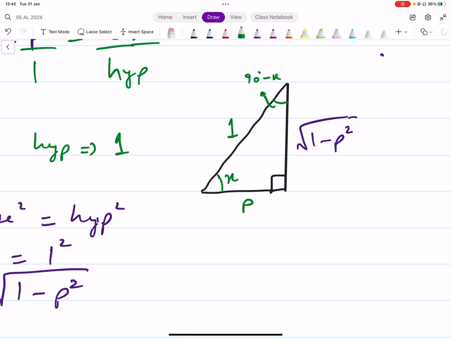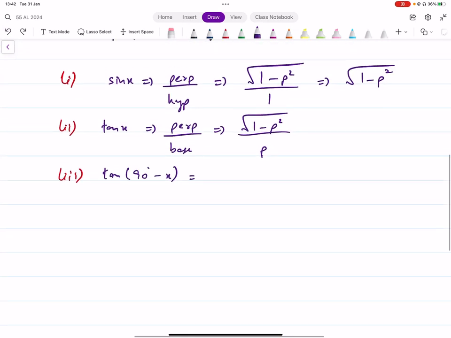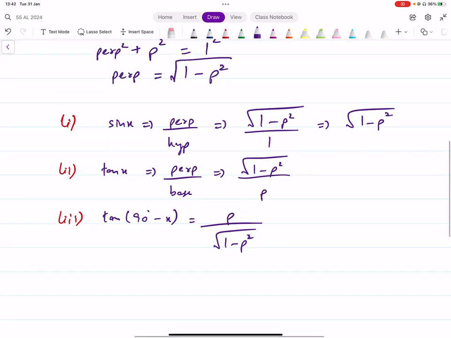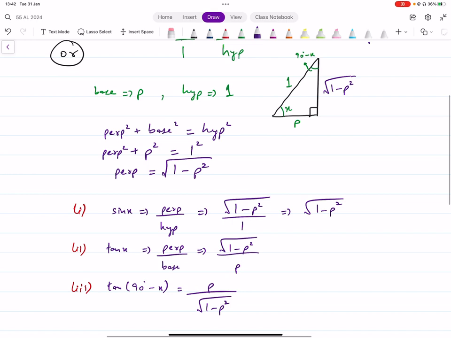Tan of that angle would be the side opposite to that, which is p, divided by the side adjacent to that, which is the square root of 1 minus p square. So tan of 90 minus x therefore becomes p over square root of 1 minus p square. And that's all three parts done. Yes. Yeah, we'll see them, we'll do that after this. Is this all right? No questions? Yes.